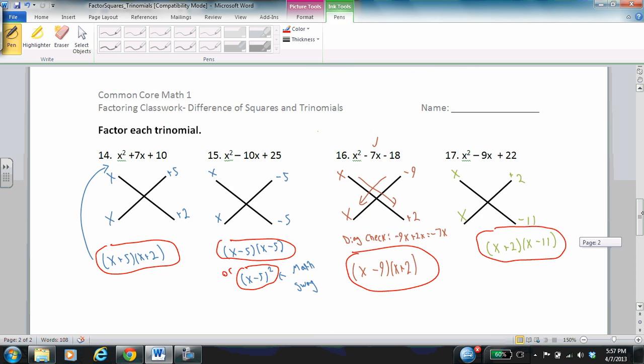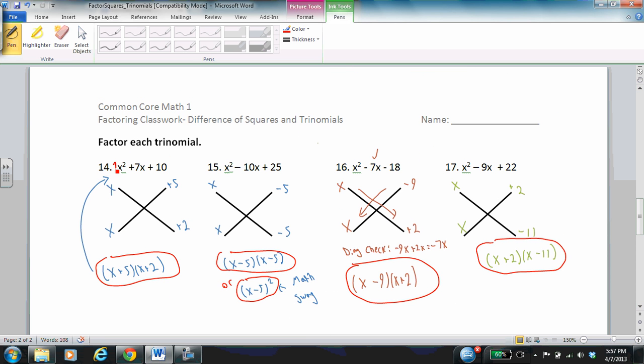Because notice that in all these examples we just did, the lead coefficient was 1. We just don't write the 1. Because remember, if it was 0, there would be nothing there. But since it's just x squared, we're talking about 1x squared. Because you see 1x squared right there.